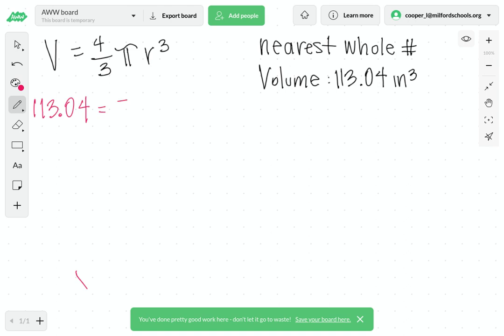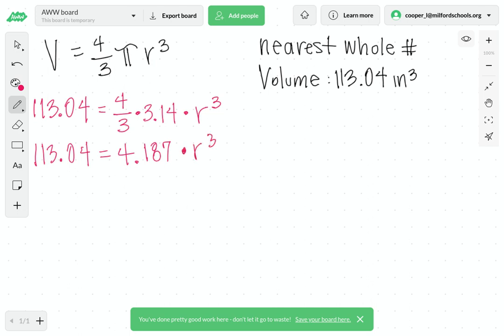Remember, you should be taking notes on this. Times 3.14 times r cubed. Now again, I'm going to multiply this 4/3 times 3.14. And remember, I'm going to get the same answer every time I do that because those numbers don't change in the formula. And I'm going to use that number, 4.187. Now I need to solve for r cubed, so I'm going to divide by this 4.187.